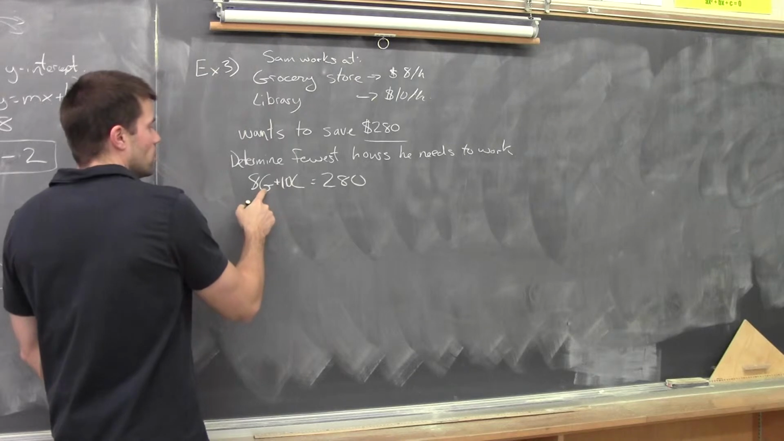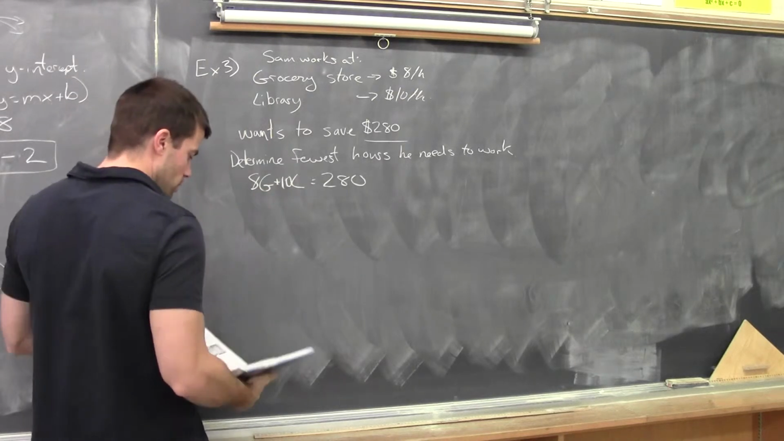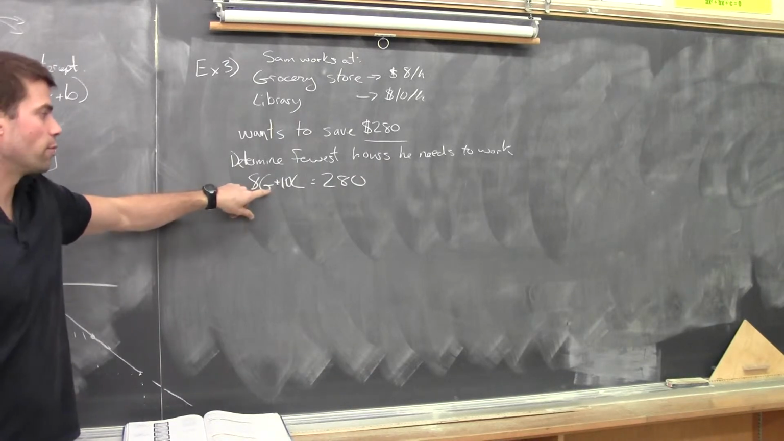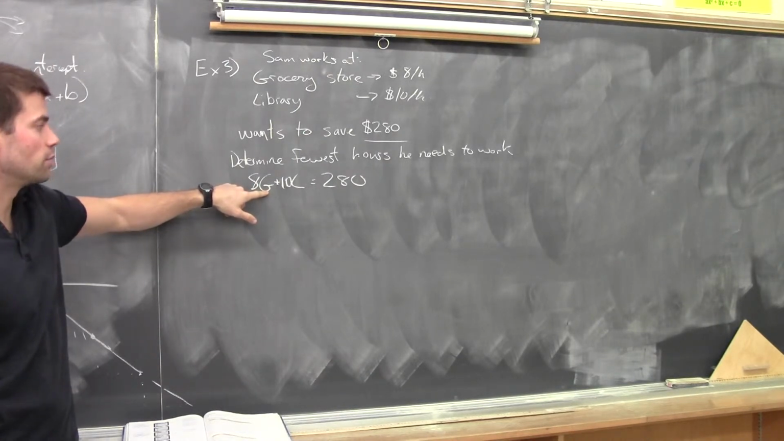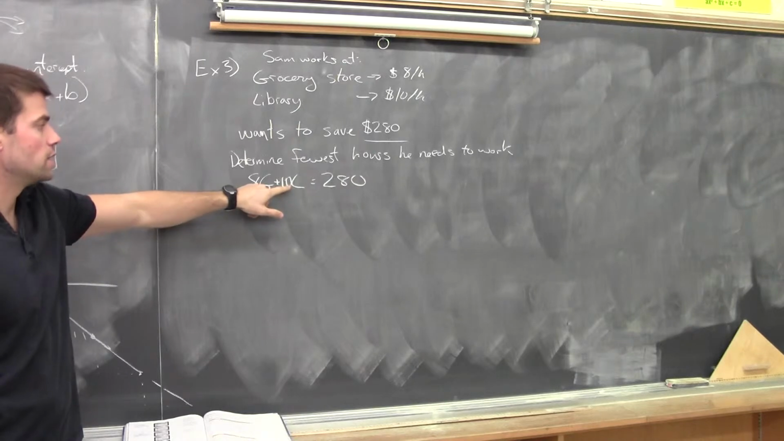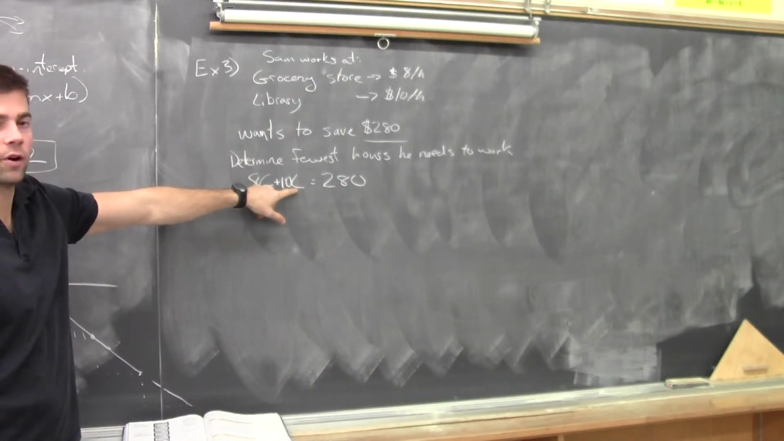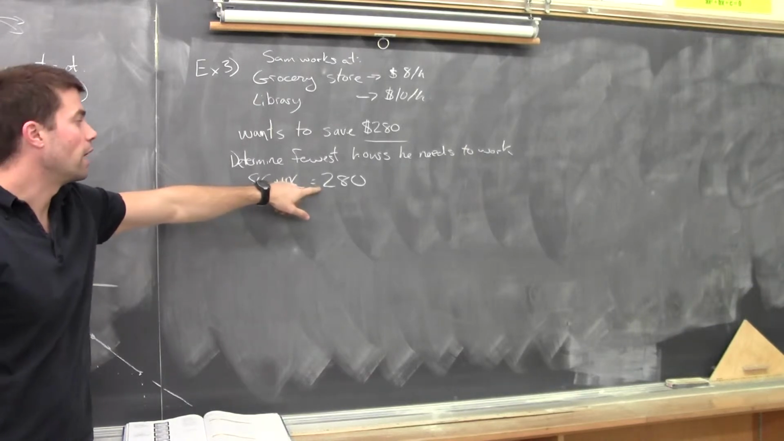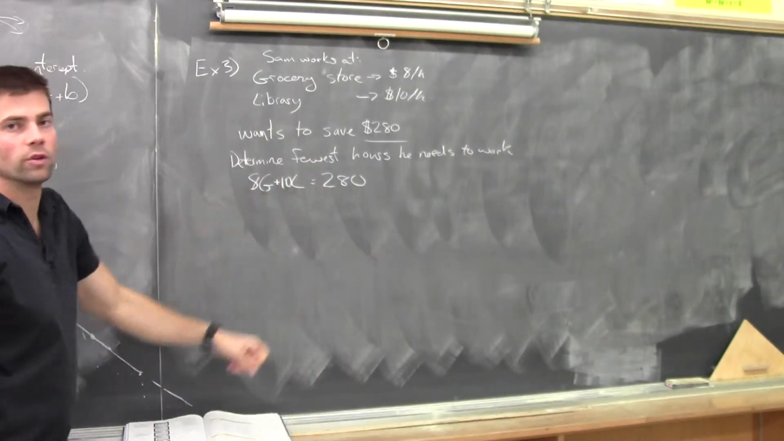So this is my grocery hours, so I get $8 every time I work at the grocery. G represents the number of hours I work at the grocery store. L represents the number of hours at the library. And I make $10 per hour, so 10 times L. And that all has to equal 280, because that's what we're looking to save.